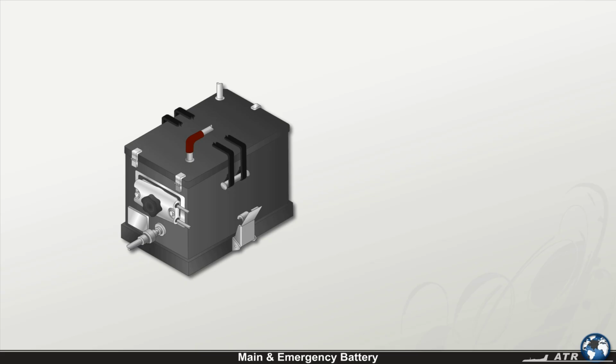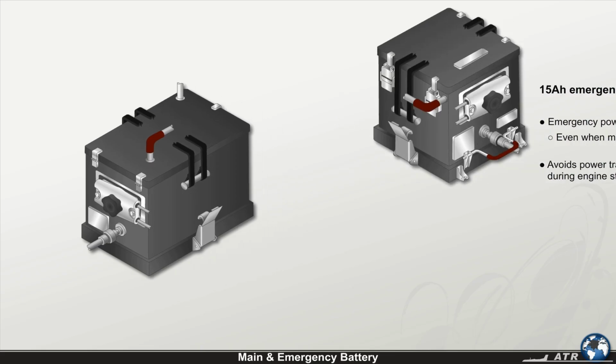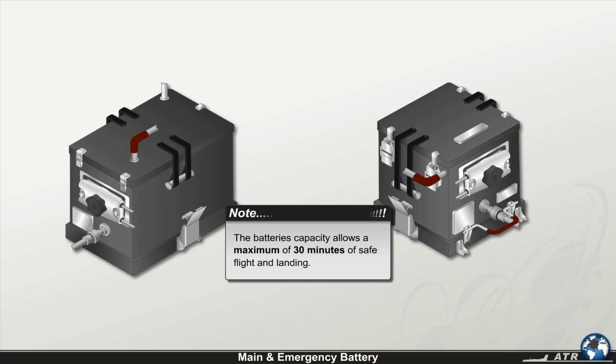The primary duty of the 15 amp-hour emergency battery is emergency power supply even when the charge of the main battery is completely exploited. The battery also avoids power transients on critical equipment during engine starts. Note, the battery's capacity allows a maximum of 30 minutes of safe flight and landing. In upcoming lessons, we'll look more closely at the buses that are supplied by the batteries if the generators fail.